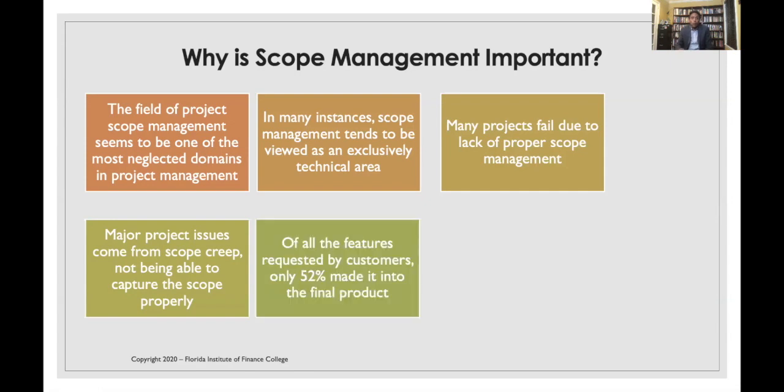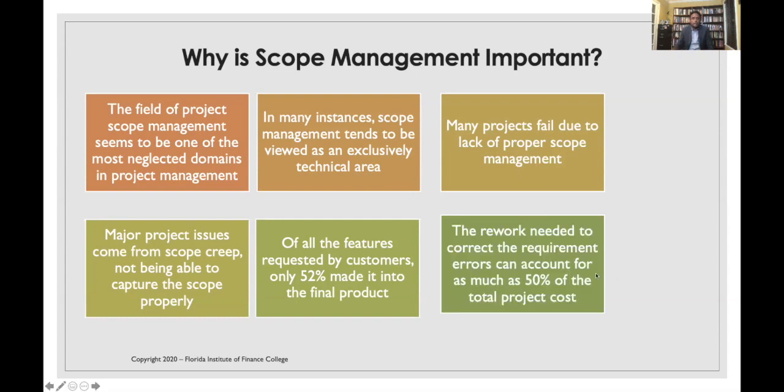Of all the features requested by customers, only 52% make it into the final product, because project managers gather those requirements, but those requirements do not go all the way through for several reasons. Either they may not have proper information, they may not have the specification needed, or they may not have been properly ranked. So that's why you see that in projects, scope management is important.